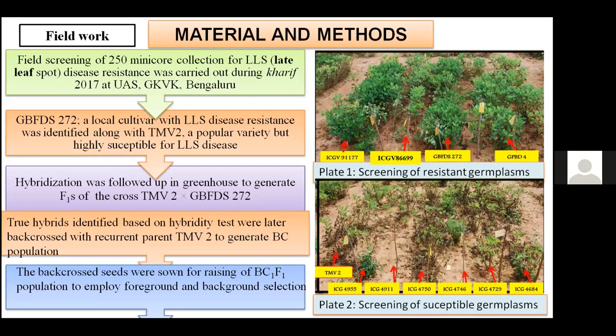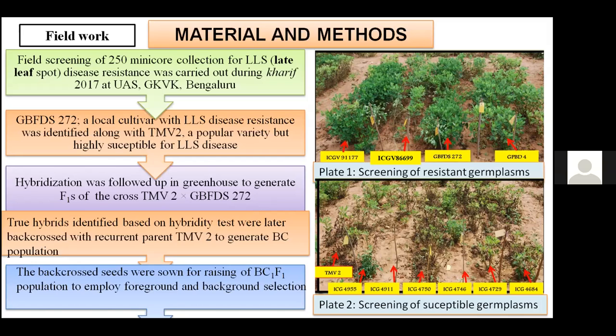We screened 250 mini-core collection accessions for late leaf spot disease. We found GBFDS 272, a cultivar with LLS disease resistance, and TMV2, a popular variety but highly susceptible to late leaf spot disease. We used these diverse parents for hybridization and developed hybrids. Hybrids were analyzed with SSR markers for the hybridity test, and true hybrids were crossed with TMV2 as a recurrent parent to generate the population.